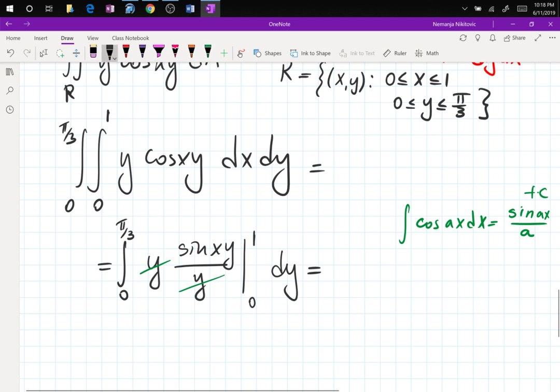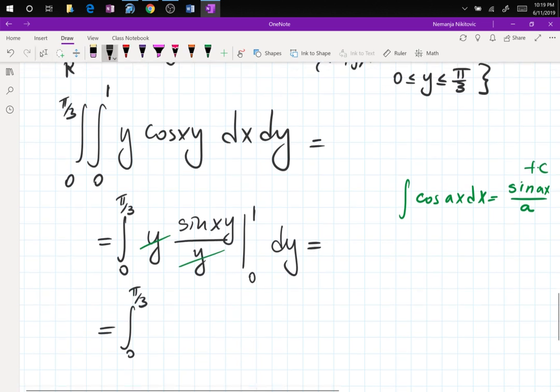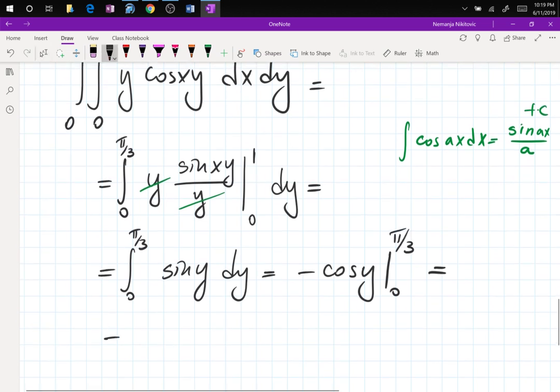And you just killed the integration by parts, right? When you plug in 1 for x, you get sine y. When you plug in 0, you get sine of 0, dy, and the integral of this is negative cosine y from 0 to pi over 3. That's negative cosine pi over 3 plus cosine of 0. Cosine of pi over 3 is, very good, a half, plus 1, equals a half.